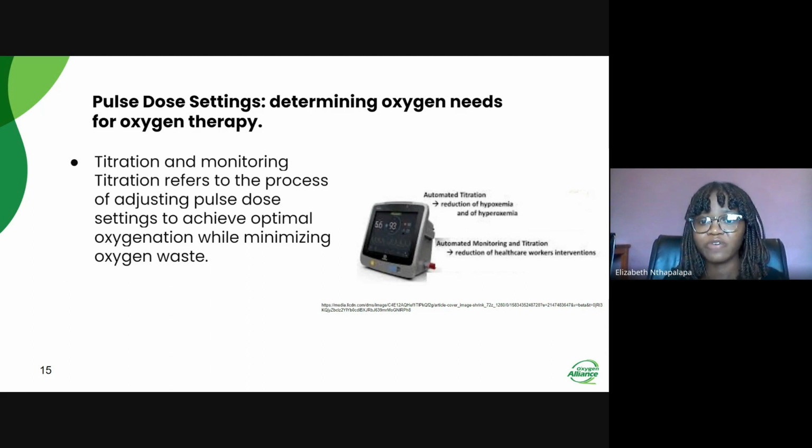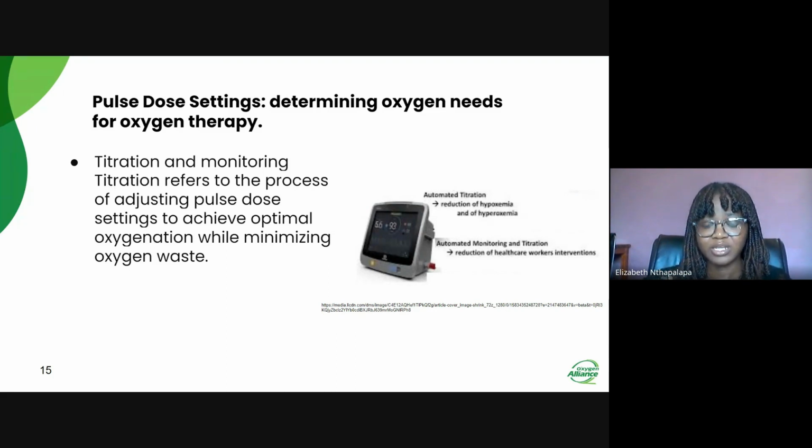From the graphic, this is a titration monitoring device, which is automatic. And we can see that when we incorporate this in the oxygen therapy, it can literally reduce the risk of hypoxemia. And also it can reduce the need of a patient being around, making the whole system good for use maybe for home care.